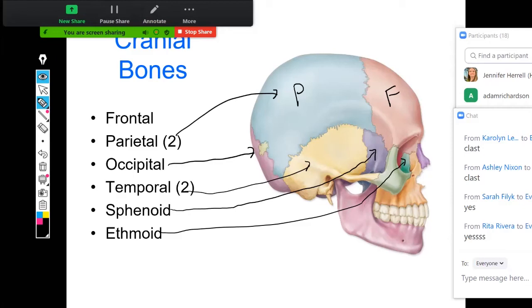Okay, frontal, parietal, occipital, temporals on your temples. That one's pretty easy. Sphenoid goes behind your eyes. Ethmoid is the back of your nose.